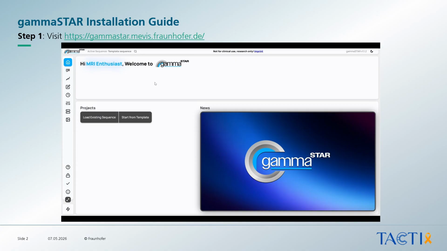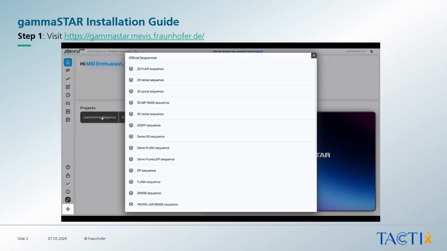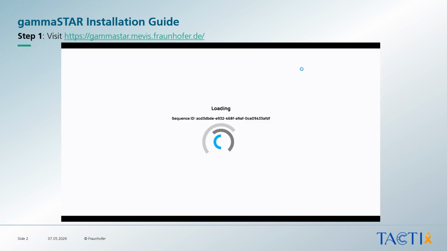First of all, you need to download and install the gammaStar simulation and image reconstruction backends, which is needed to perform this exercise. Therefore, head over to the gammaStar website and navigate to the Fraunhofer GitHub repository as shown in the video.